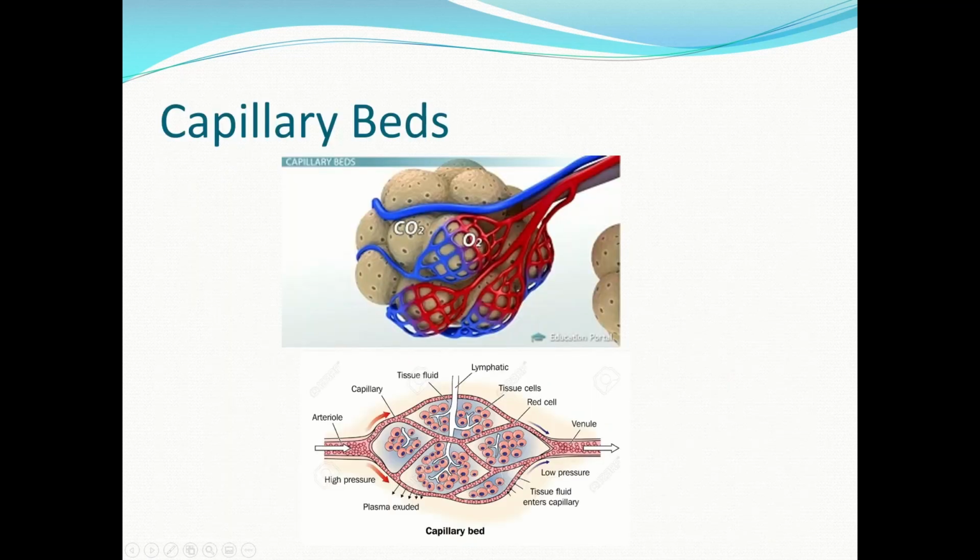Okay. So this is just a picture of a capillary bed. These are different cells here, and you can see they're wrapped around this blood where it switches from blue to red, right? So the arteriole is here. It goes into the capillary bed. It drops off O2 and picks up CO2 as it goes through there.